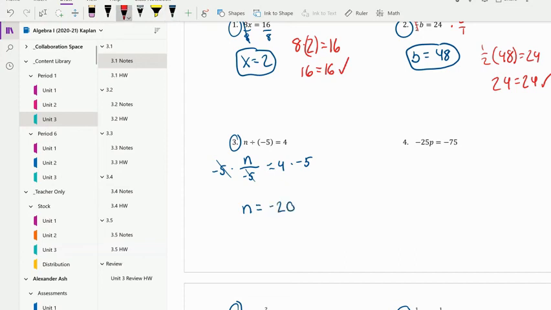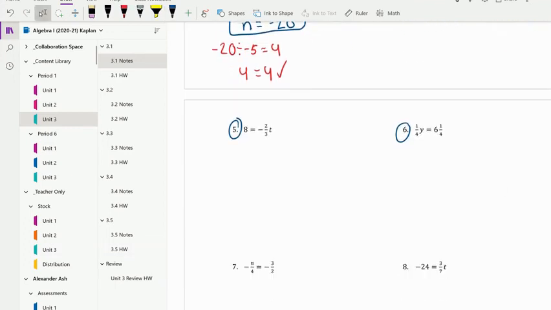Don't forget to check, right? If you do -20 divided by -5, is that equal to 4? Well, yes. -20 divided by -5 is 4, which is equal to 4. Good to go. Don't forget to check your work. There's really no excuse for missing a problem about equations, because it's so easy to check. Just plug it back into the original equation and you're good to go.